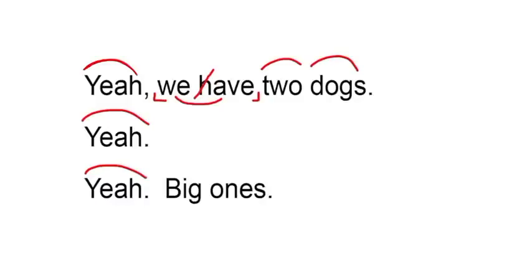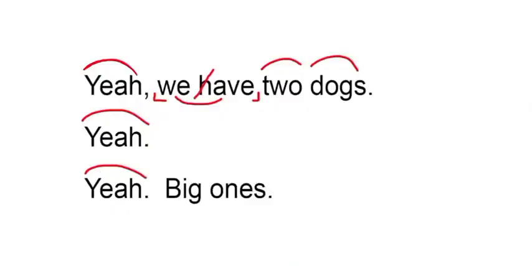Yeah. Big ones. We have 2 dogs. Big ones. So these are both stressed words, big ones. They're both longer than a function word like we have up here. Big is more stressed than ones. The pitch is a little bit higher. Big ones. The pitch for ones falls away from the stressed big, from the peak of big.